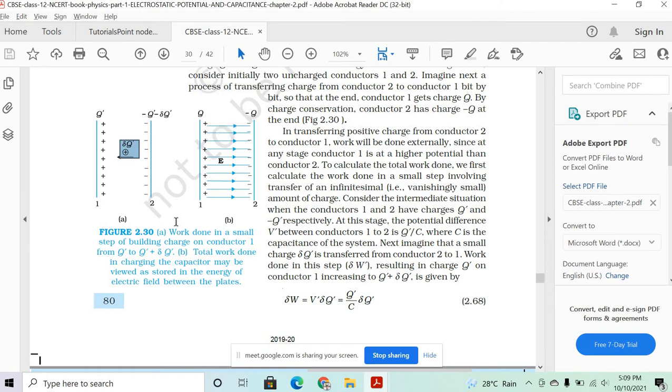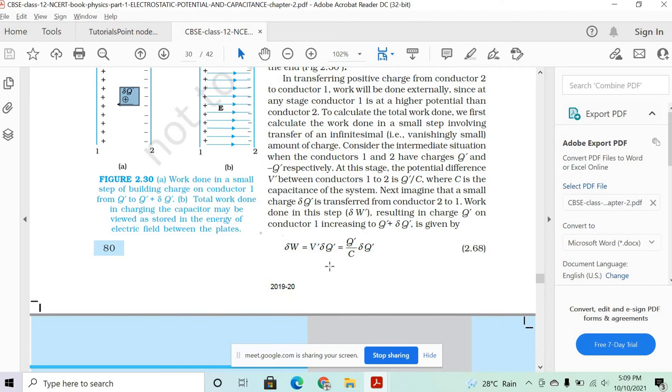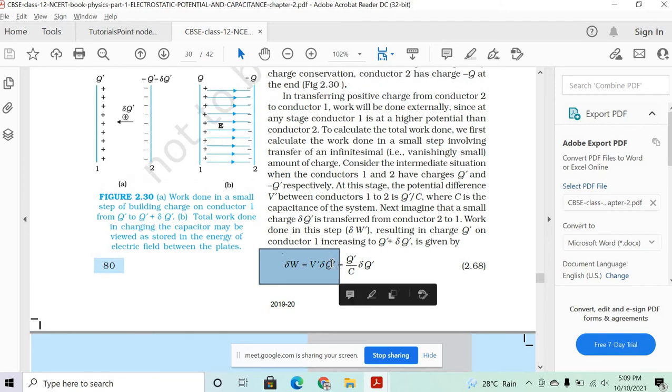The work done per unit charge is the potential difference V. So V dash into delta q will give you the small amount of work done. Small amount of work done will be given as V dash into delta q dash. What is V dash here? V dash is the small potential difference between 1 and 2. Till the time when the potential difference was less, we can assume that the value was V dash. Clear? Any questions? Any doubts? No, understood, sir.